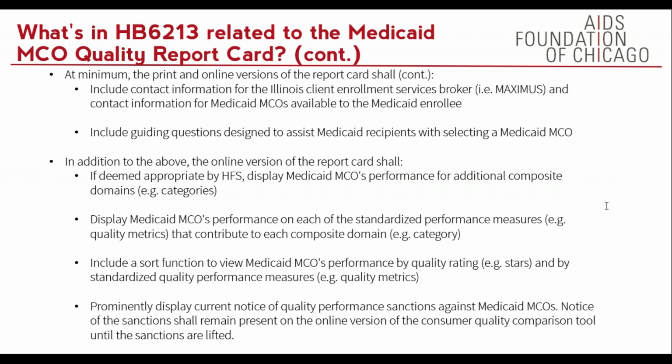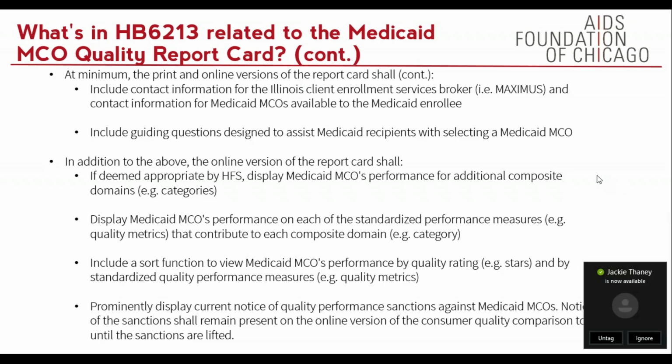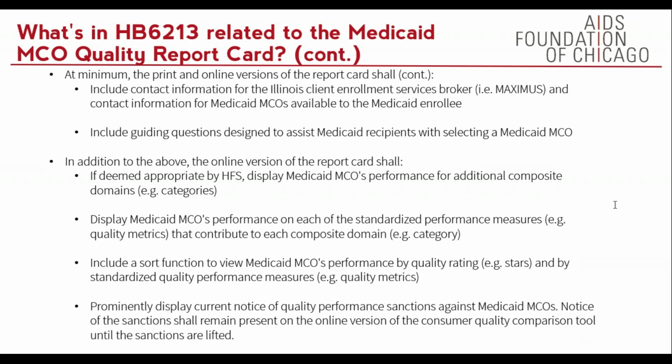So the first one is around more categories or more domains. The law says that if HFS decides that more than 4 domains or categories would be good to display and provide to the consumer, to really anybody in the public, they can do that on the online version. And again, because obviously with an online version, you're able to configure things differently, show them differently, the ability would be a little bit easier. At a minimum, though, the law says that there has to be 4 domains or categories displayed.